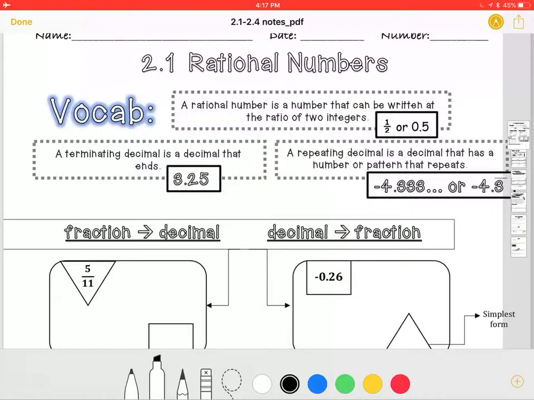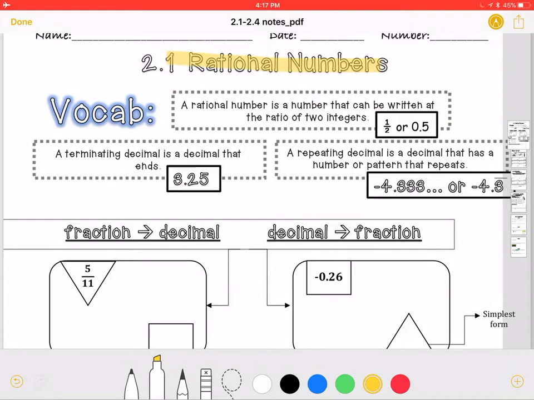Hi class, we are getting into Chapter 2, Lesson 1. Chapter 2 as a whole is titled Rational Numbers. And in this first lesson, we are going to deal with what rational numbers are and how to convert them into different forms.